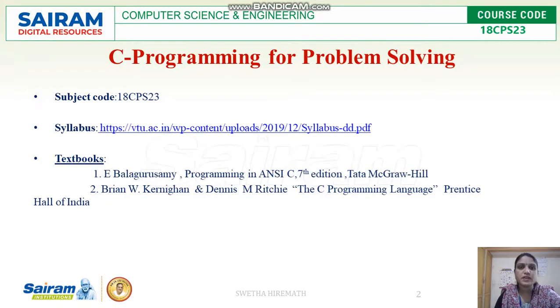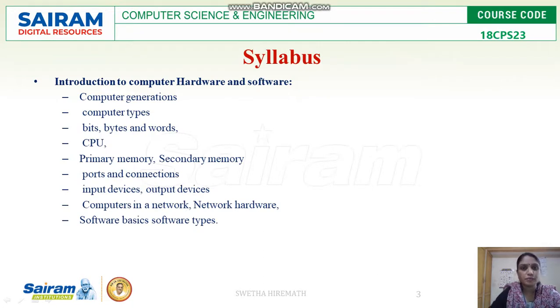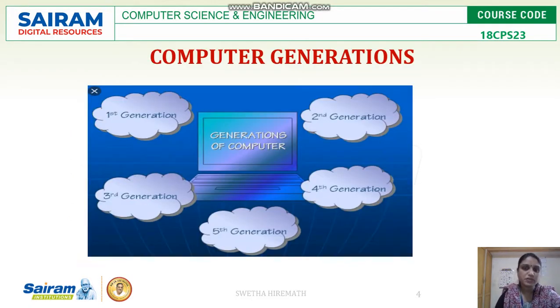I'm going to explain to you about computer generations, computer types, bits, bytes and words, CPU, primary memory, secondary memory, ports and connections, input devices, output devices, computers in a network, hardware, software basics and software types. So first I'll be starting with computer generations.